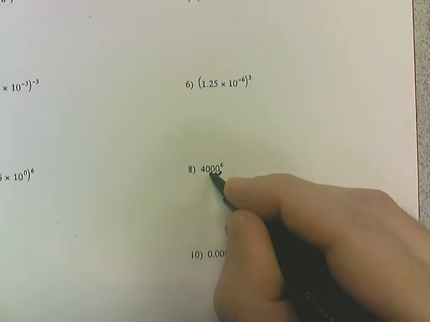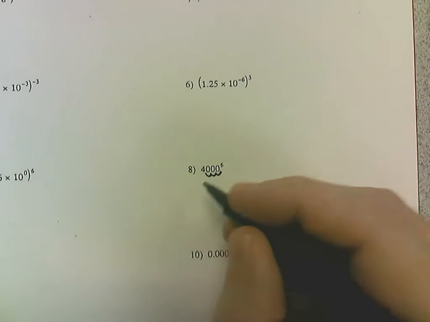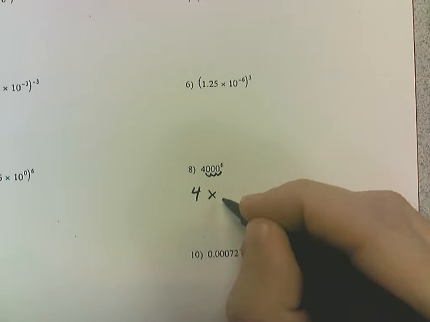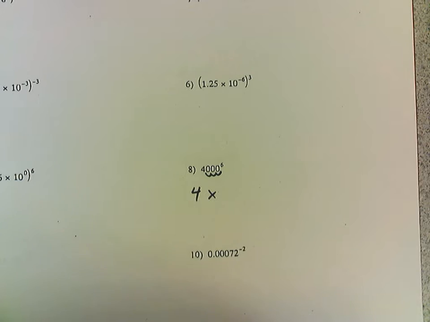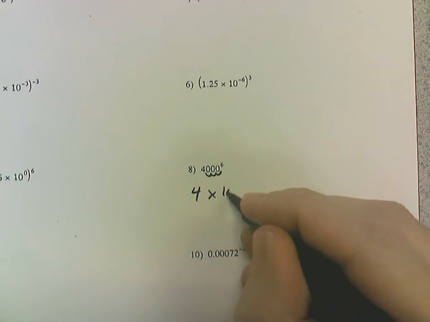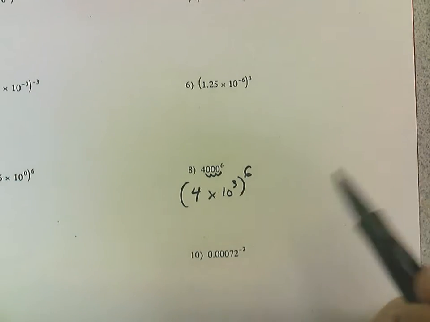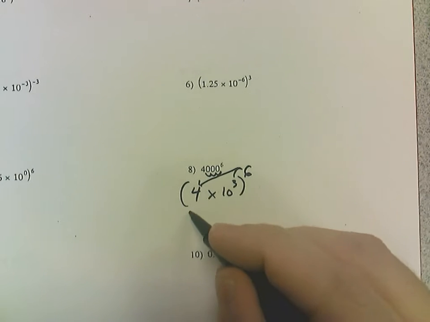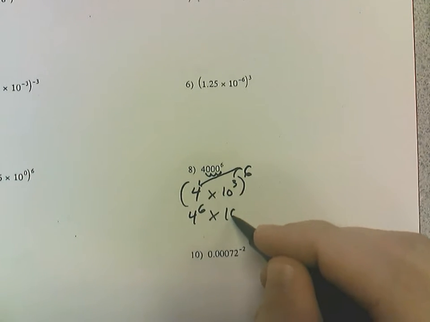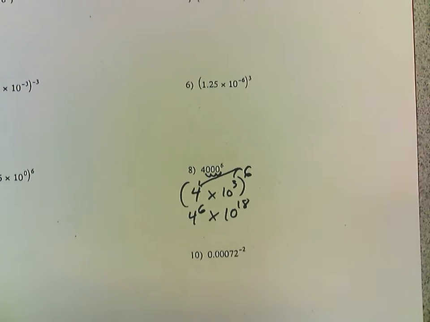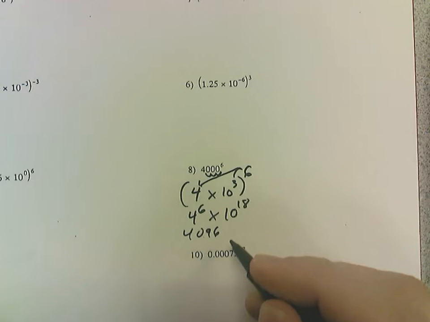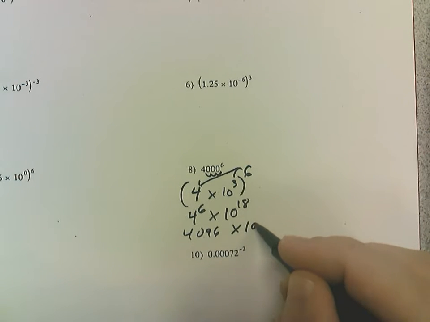So we're going to move the decimal spot over 3 spots. It's going to become 4 times 10 to the 3rd power, and then it's going to be raised to the 6th power. And then we distribute the 6 to both the exponents, and we get 4 to the 6th power times 10 to the 18th power. And 4 to the 6 our calculator can handle, so 4,096 times 10 to the 18.